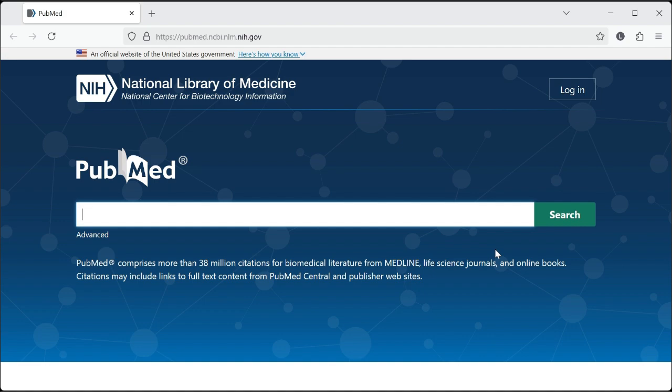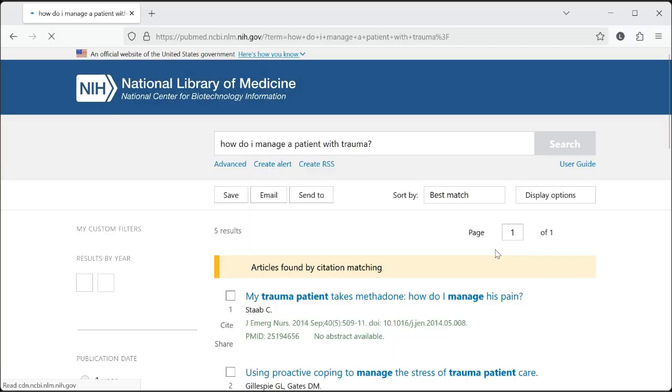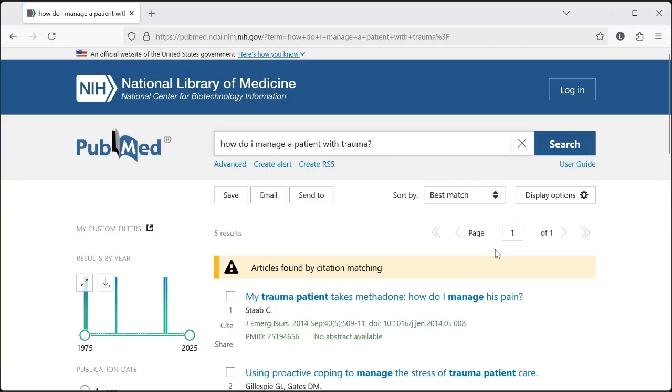To illustrate this, I'm going to feed PubMed the type of question you might enter into Google or some other search engine. In this case, we'll do, how do I manage a patient with trauma? So let's see what happened. You'll notice that we got back only 5 results.